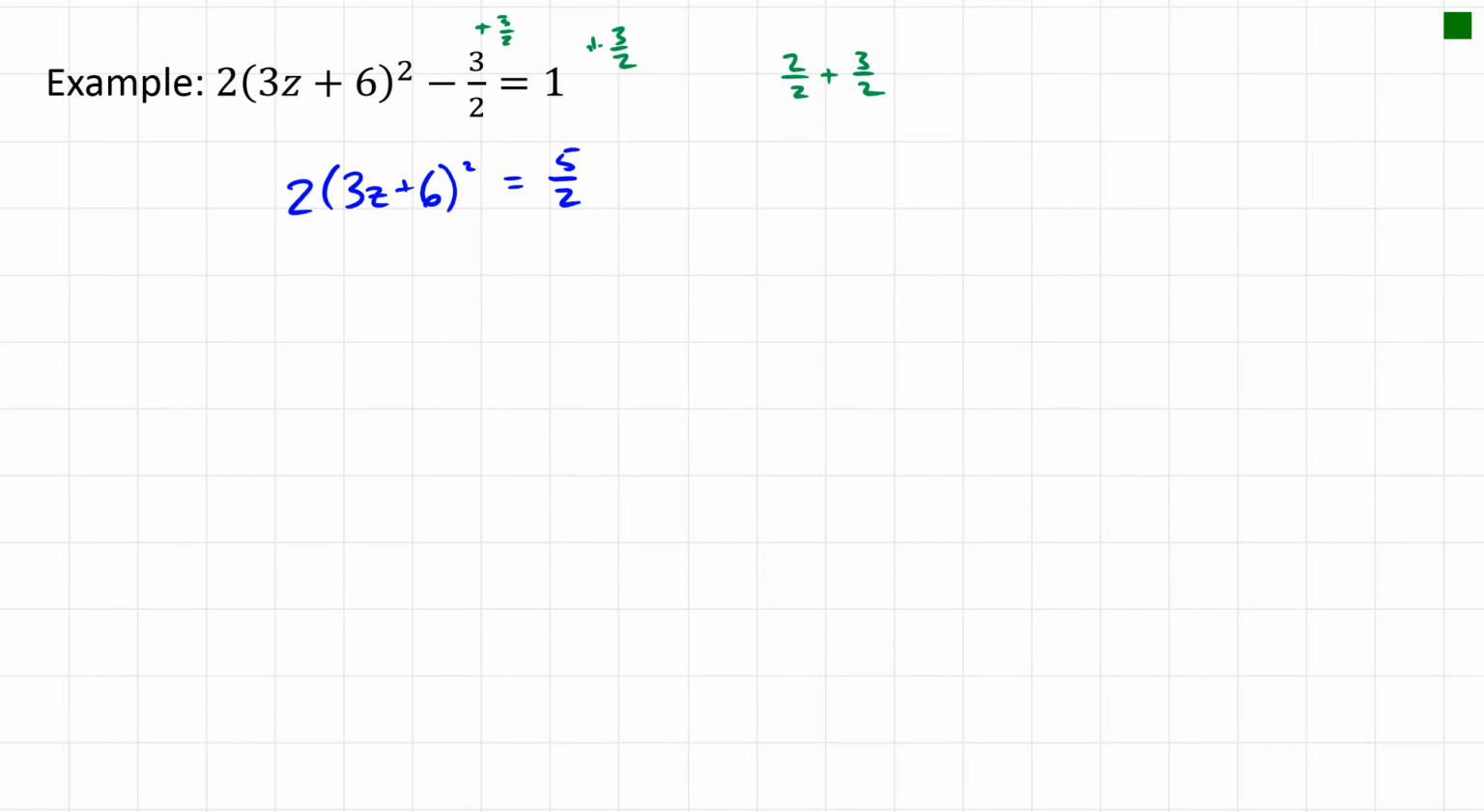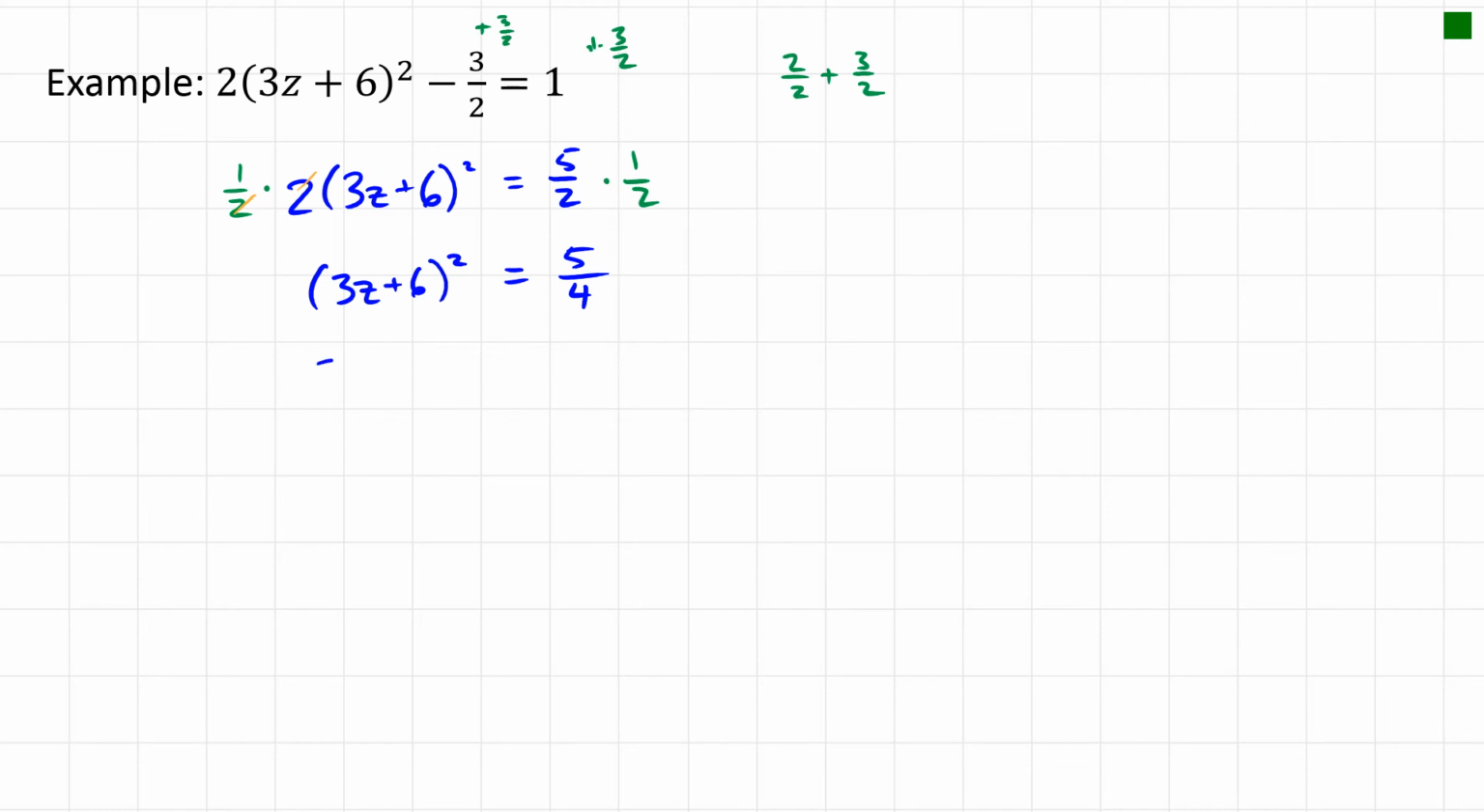Now we're going to divide each side of this equation by 2, but I'm instead going to write it as multiplying by a half because that's going to make combining the right-hand side a lot easier. So I multiply each side by a half, and obviously if you have a half times 2, the 2's cancel. But on the right-hand side, I have 5 over 2 times 1 over 2, which is 5 over 4. And on the left-hand side, I still have (3z + 6)^2.